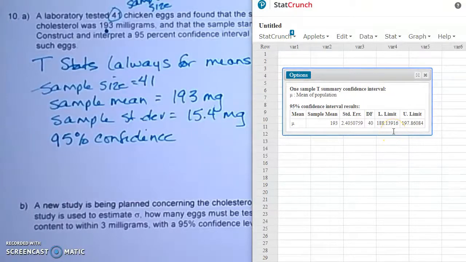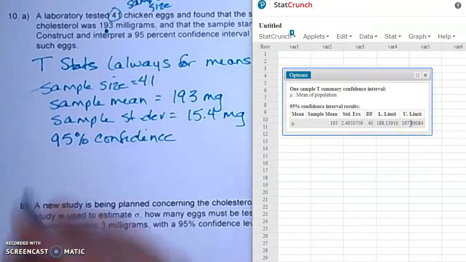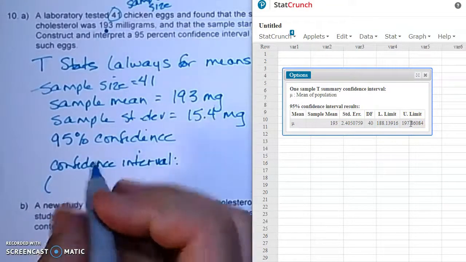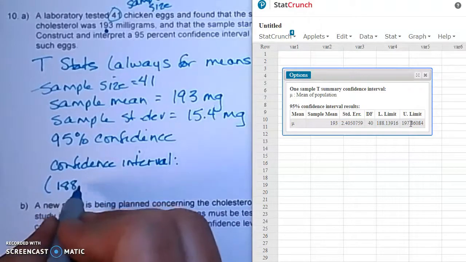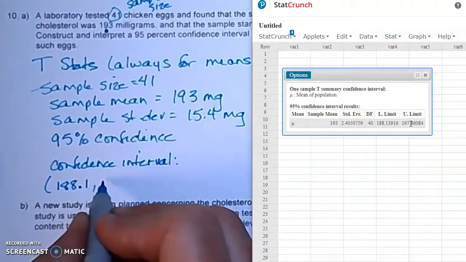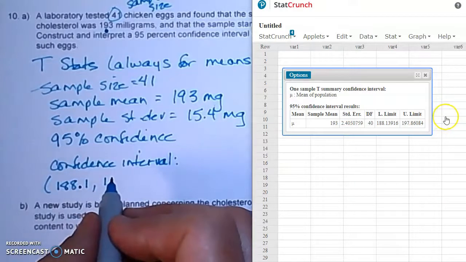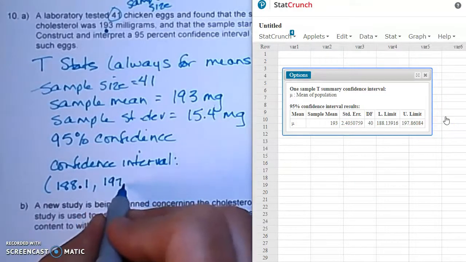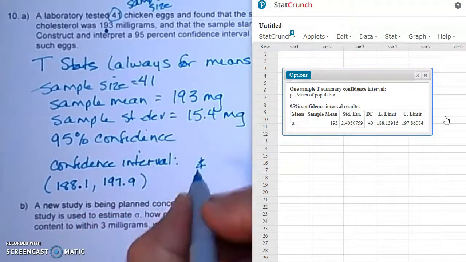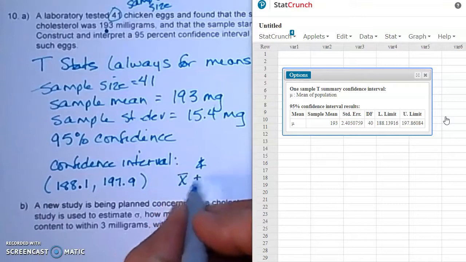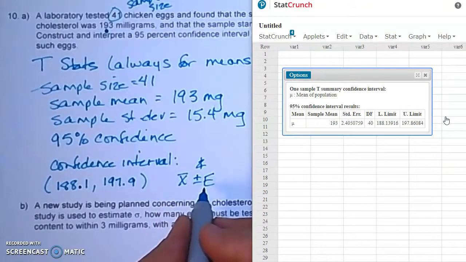When I click on compute, it should show me back the sample mean. That should agree with what I had already. And it has my lower limit and my upper limit for my confidence interval. If I want to write this in interval form, that would be 188.1 up to 197.9.